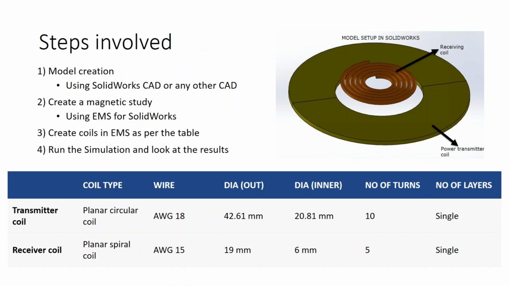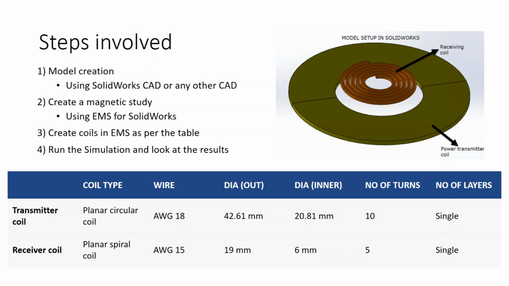As you can see in the picture towards my right, you have what is called the power transmitting coil. That's a coil that transmits power, energized. And you also have a receiving coil, as you see here. The coil that's brown in color is the receiving coil. The receiving coil helps you to collect the induced current, which can then be used to run a load or charge a battery, etc. Now the creation of the model can be accomplished using CAD. For EMS for SolidWorks, SolidWorks will be the CAD platform that will be used.